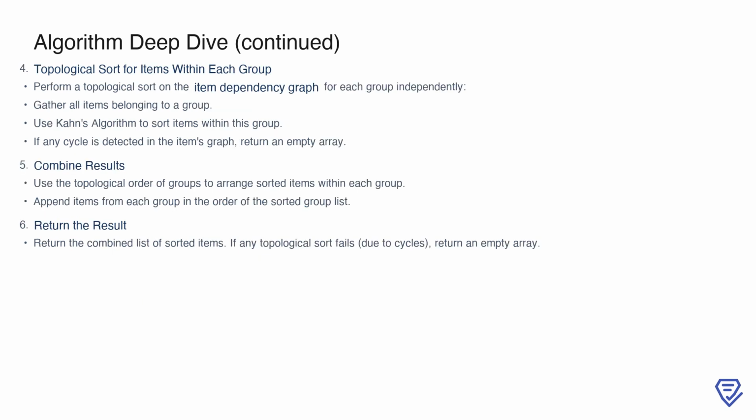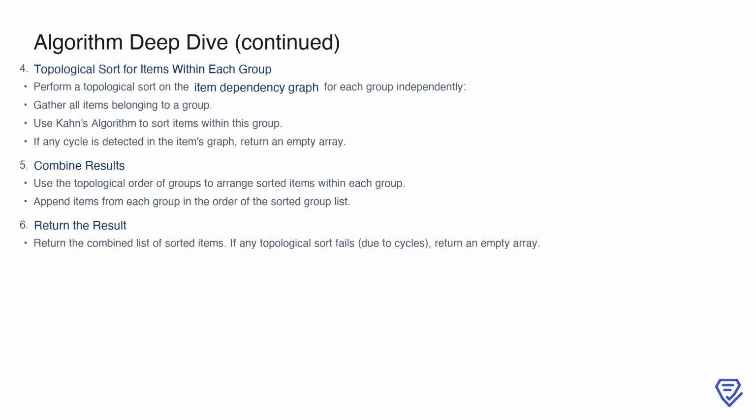After sorting the groups, we perform a topological sort on the items within each group independently. For each group, we gather all the items that belong to it, then use Kahn's algorithm again to sort these items based on their intragroup dependencies. If a cycle is detected in any of these item graphs, we know that it's impossible to resolve the dependencies, and we return an empty array.